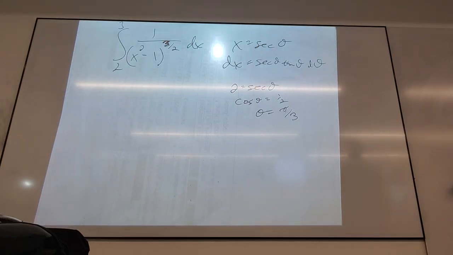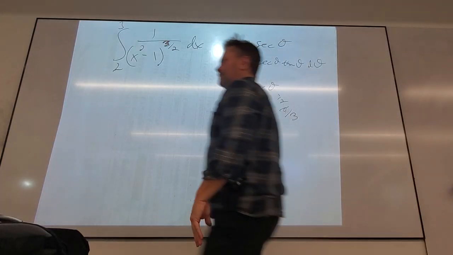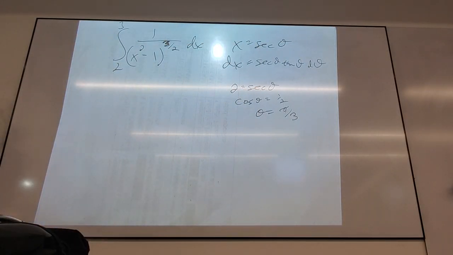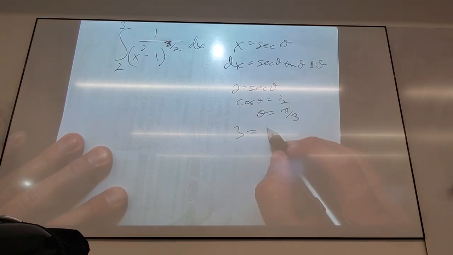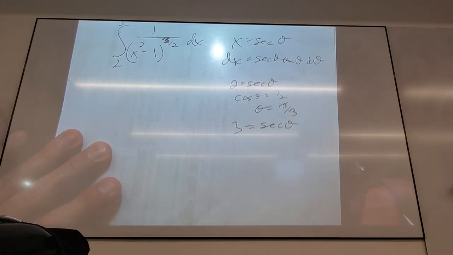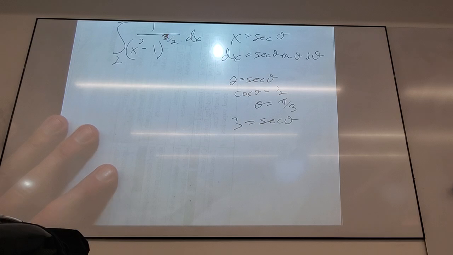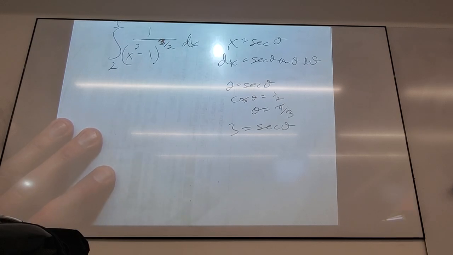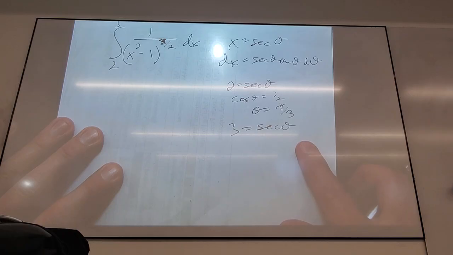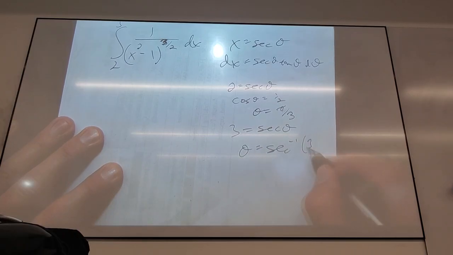Yeah? Okay. Do you guys see how I'm going to have trouble with the 3, the limit of 3? Not a lot. So when x is 3, what is theta? Well, can anyone tell me? Cosine theta is 1/3. That's not something we have memorized. So how do I solve for theta? Take the inverse. Inverse secant. I like it, okay.